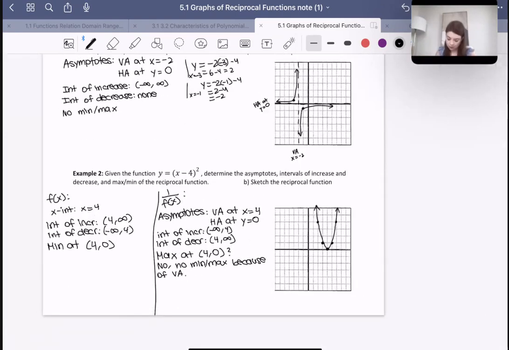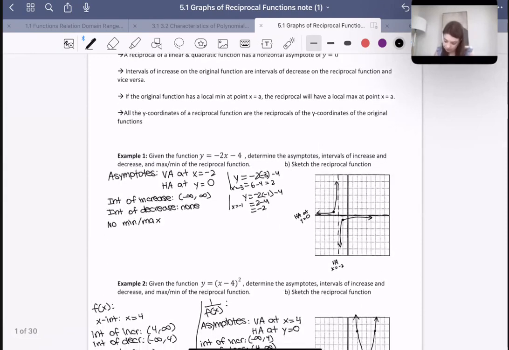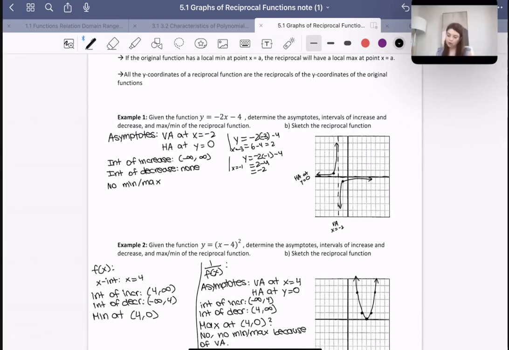Okay, and then all the y coordinates of the reciprocal are the reciprocals of the y coordinates on the original function. Okay, so let's go ahead and talk about that. So which points would we have here?